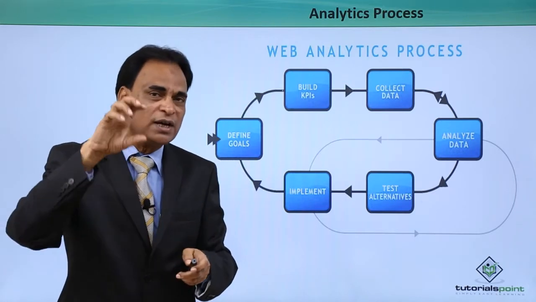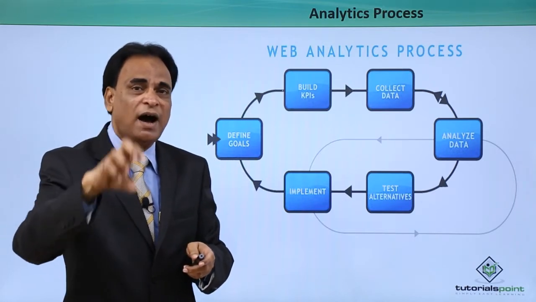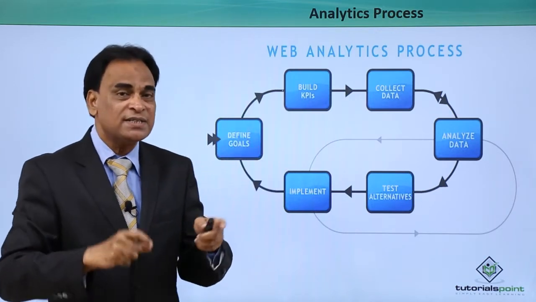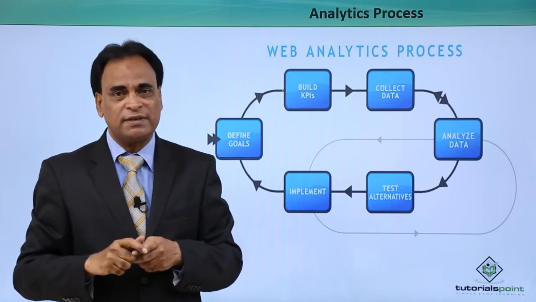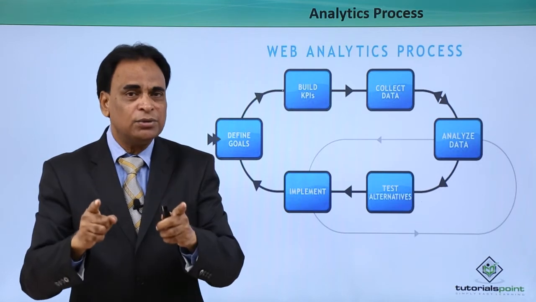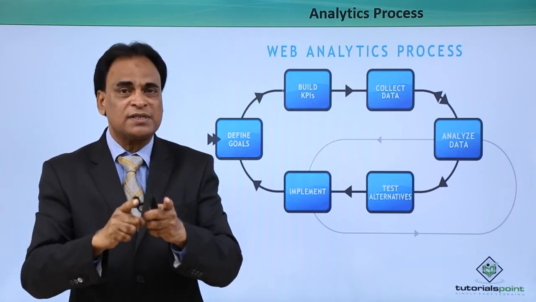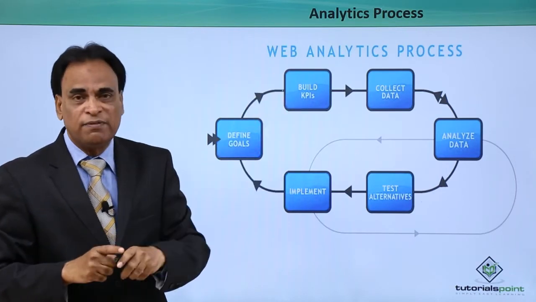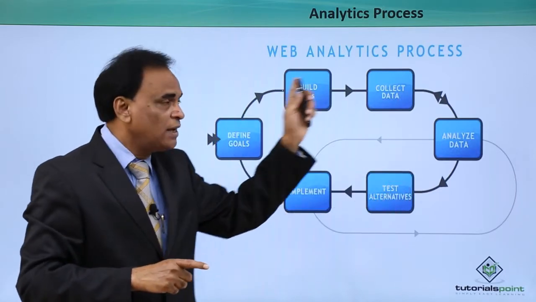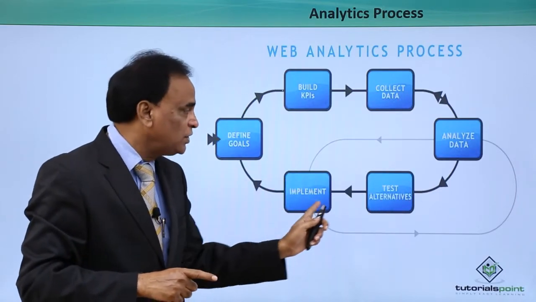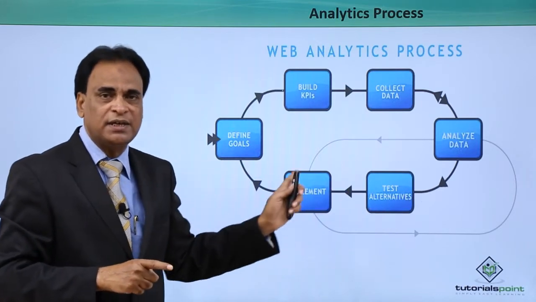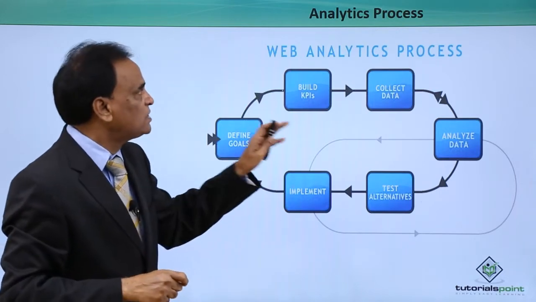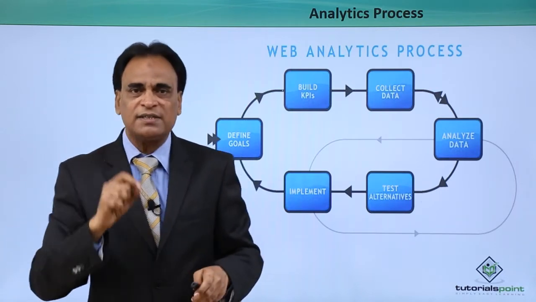What are the new goals that you are associating with your website after analyzing your analytics? Then you build the KPIs, the key performance indicators, based on the goals that you have defined. And this has to be, mind you, a continuous and consistent improvement process for improving the goals and the key performance indicators. This is what continuous improvement is all about: testing alternatives and implementing, testing alternatives and implementing, a continuous and consistent process. And this is what the process involved in analytics is all about.